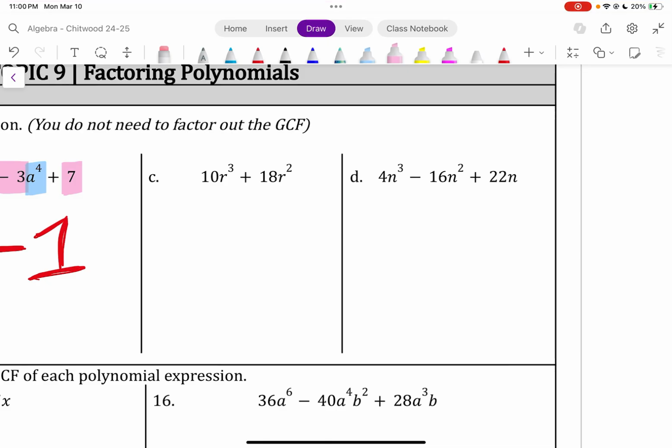Okay, this one, same idea. I have 10 and 18. The greatest number that multiplies into both of those is 2. Now I want to look at my variables. I have r cubed and r squared. Both of my terms have a variable, so I know I'm able to take a variable out, but the greatest amount of variable that each term has is r squared. One of them is r cubed, the other one does not, so I can only take out r squared. So that means my GCF is 2r squared.